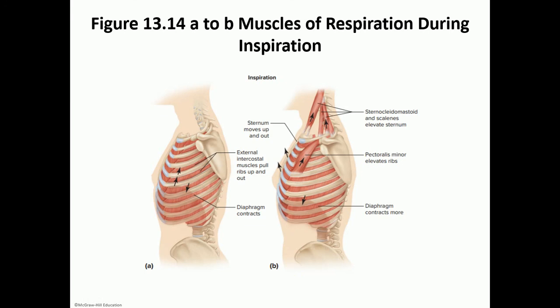The muscles that we use in inspiration, at rest, we are going to use the diaphragm. During forced inhalation, we can use more muscles like the pectoralis minor muscle, for example, the sternocleidomastoid, and these scalene muscles. All of these muscles are going to pull the thorax open, increasing the diameter, increasing the volume of the chest wall.